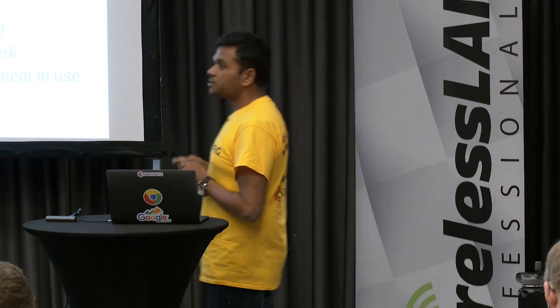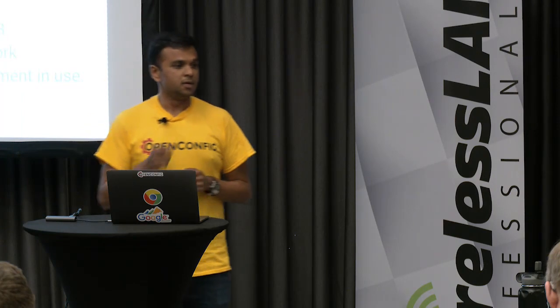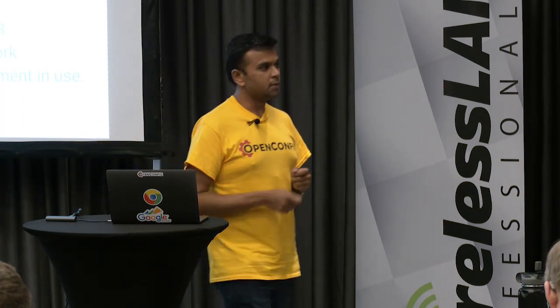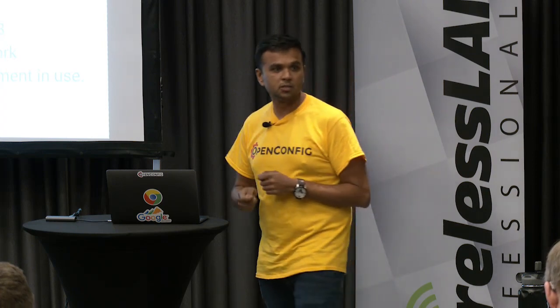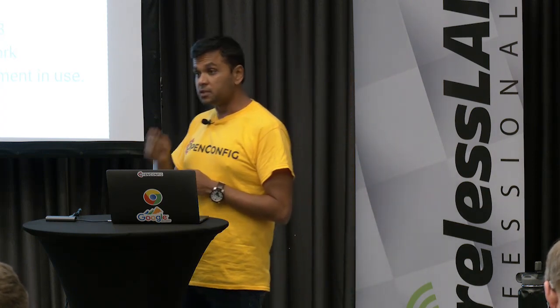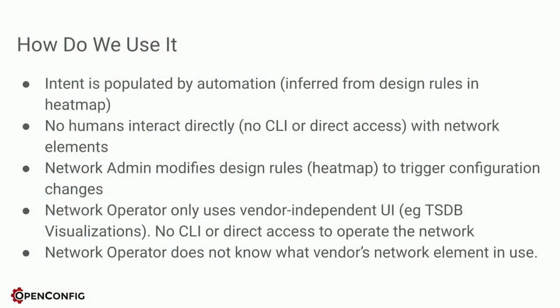The only time the operations staff should care about what vendor is being used at the site is when they need to do an RMA. At that point, they just need to know that it's vendor X with model Y. That's pretty much the only vendor proprietary information which we expose in the UI. And we'll show you the UI when we do the demo.